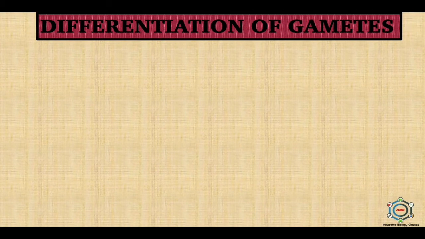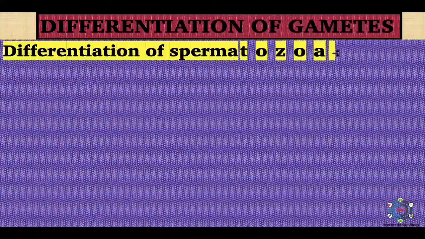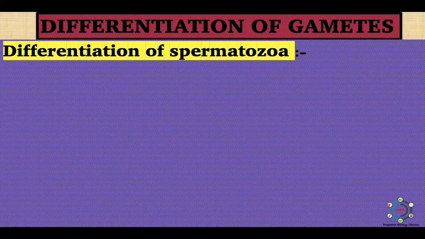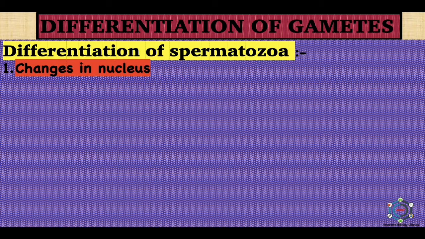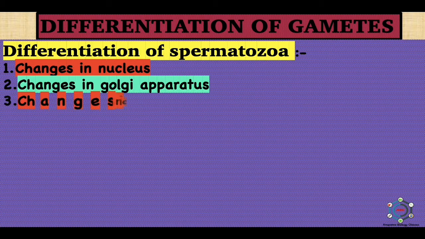Now, the differentiation of gametes. At first, in case of the male, that means in spermatozoa, first are the changes in the nucleus. Here, the nucleus becomes smaller but longer and the DNA condenses, RNA and nucleolus are lost, and the chromatin fibers become closely associated. In case of changes in the Golgi apparatus, it forms the acrosome.